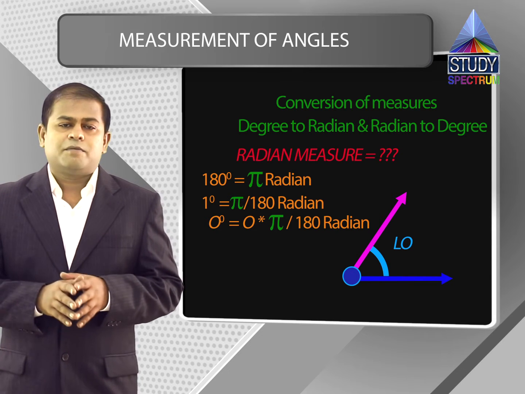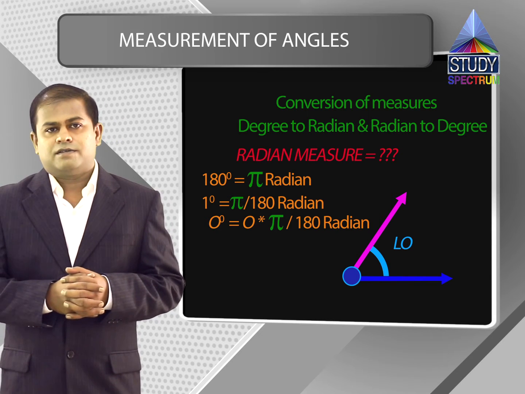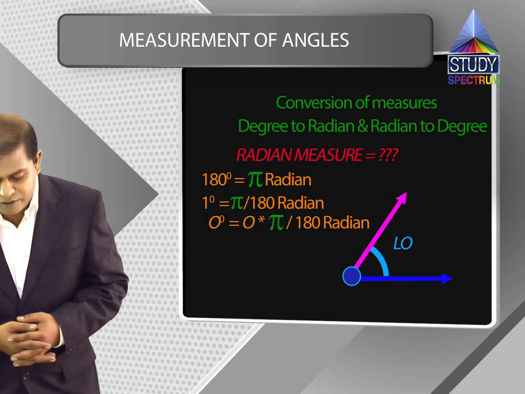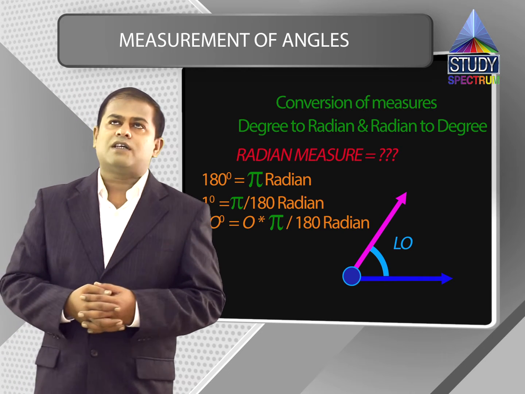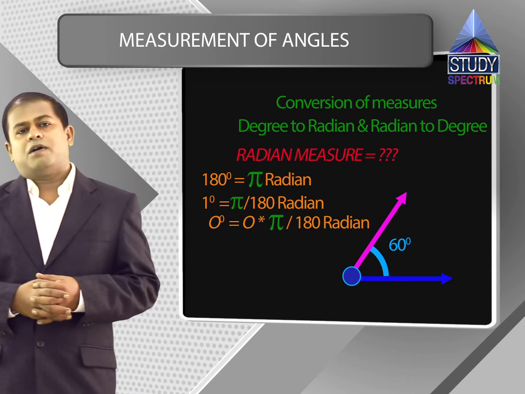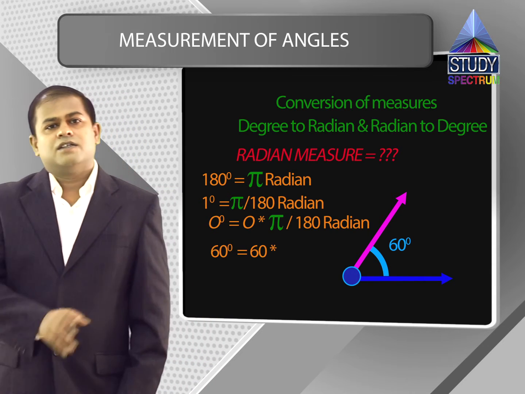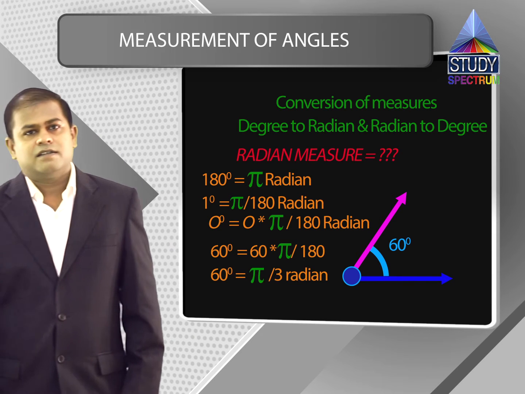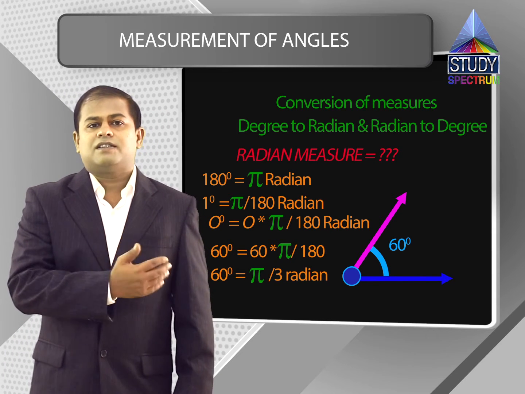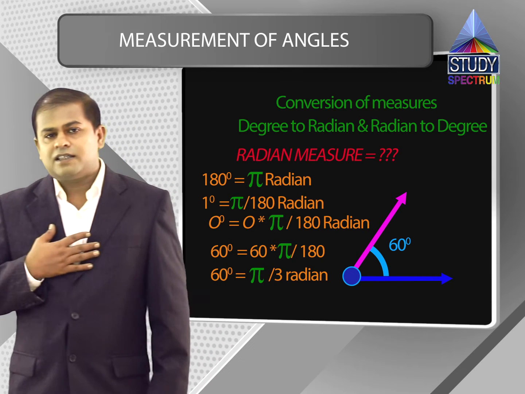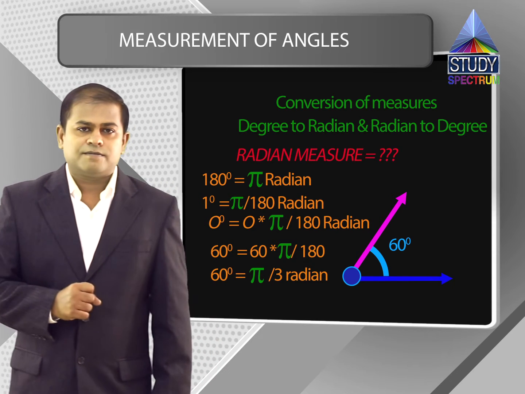So how to convert degree measure to radian measure? Multiply it with pi by 180. Just for an example, if you have an angle of measure 60 degree, question is how much it will be in radians. So multiply it with pi by 180. 60 threes are 180. So answer is pi by 3 radians. So angle which measures 60 degrees is pi by 3 radians.